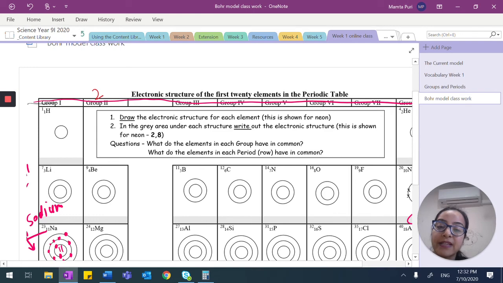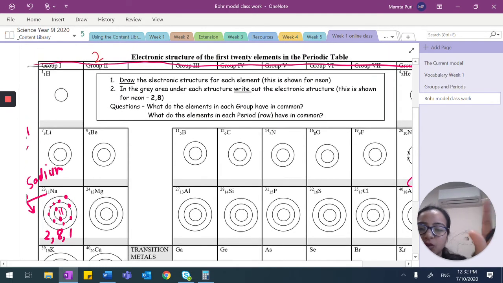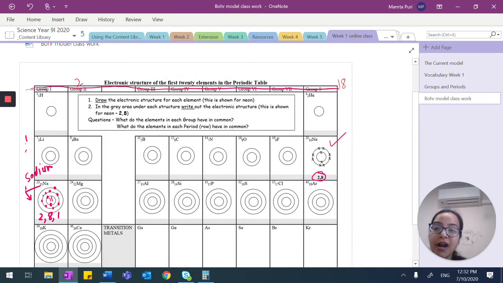Now, next question. What do the elements in each period or row have in common? Let me pick the second row. By row, I mean the periods, okay? So this one is the second row or second period of the periodic table. It has elements: lithium, beryllium, boron, carbon, nitrogen, oxygen, fluorine, and neon. It's missing a few, but for our task, I have confined our research to these elements only. It's not the complete periodic table in itself. It's missing too many elements. Now, what do they have in common? They all have the same number of electron shells, 2 in this case.